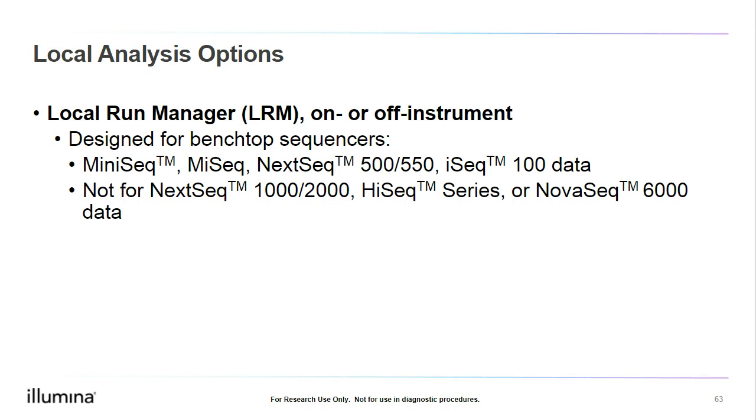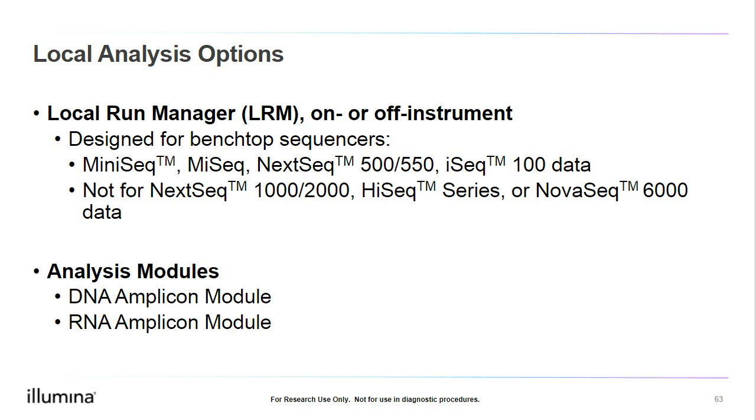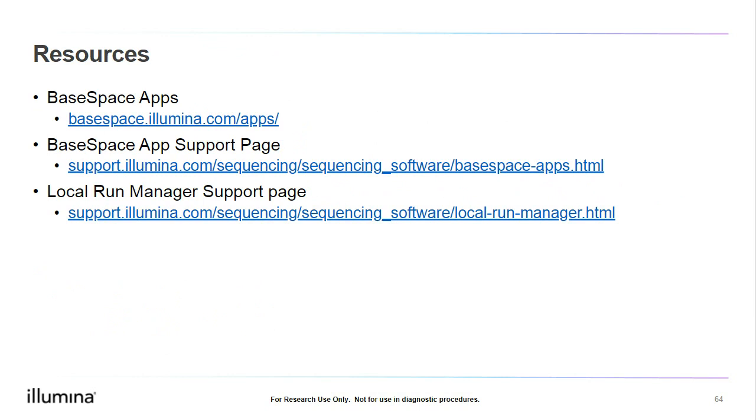For local analysis, we can use Local Run Manager, either the on or off instrument versions. LRM is designed for benchtop sequencers, including the MiniSeq, MiSeq, NextSeq 500, 550, and iSeq 100. It is not designed for the NextSeq 1000, 2000, HiSeq series, or NovaSeq 6000. Similar to the BaseSpace apps, if we have DNA input, we can use the DNA Amplicon module. If we have RNA input, we can use the RNA Amplicon module. And if we have DNA plus RNA samples, we will need to use those modules independently. For more information and support for BaseSpace apps or LRM and its modules, please see these links.